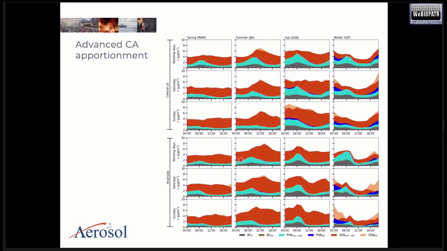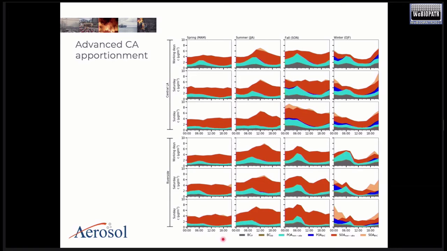And now, skipping many steps, this is the final result of such advanced carbonaceous aerosol apportionment. It's divided into 6 components. The colors are shown here at the bottom of this slide.